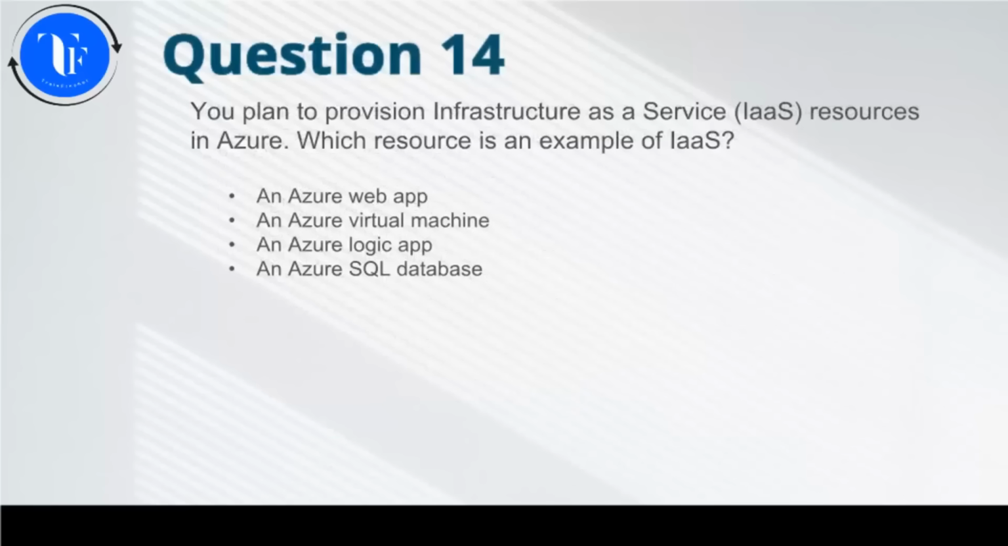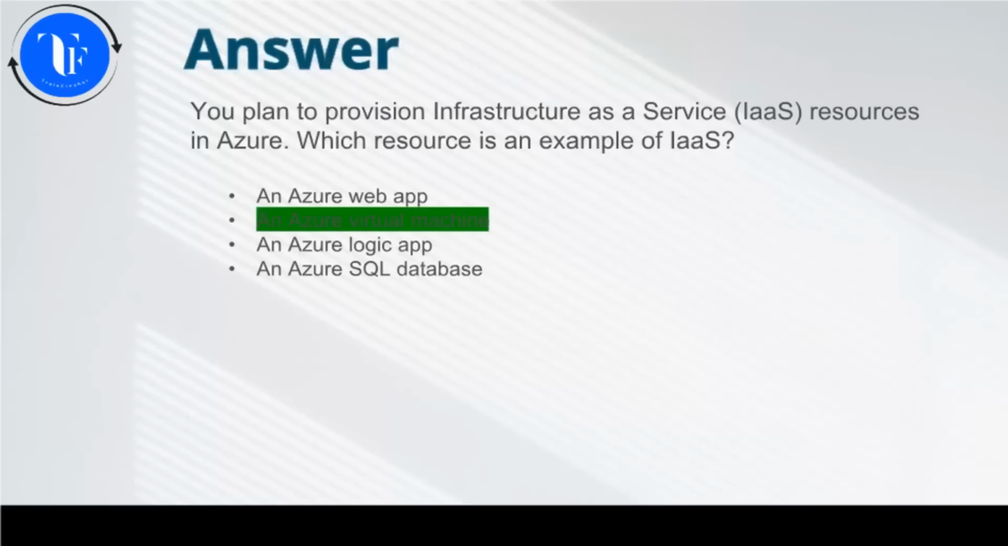Question 14. You plan to provision infrastructure as a service, IaaS, resources in Azure. Which resource is an example of IaaS? An Azure Web App, an Azure Virtual Machine, an Azure Logic App, an Azure SQL Database. An Azure Virtual Machine is an example of IaaS.